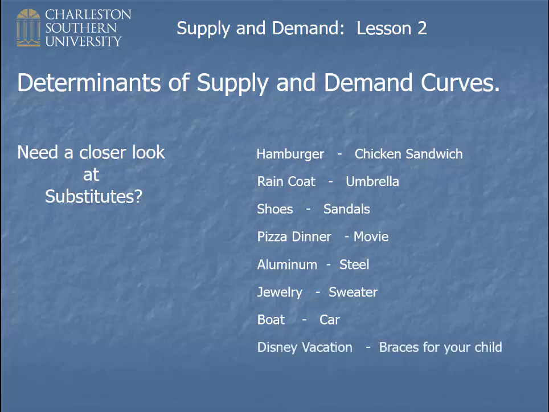What about a Disney vacation and braces for your child? You might be thinking, okay, this summer I'd like to take my family on a Disney vacation, but you discover that your child needs braces. You might decide to forego the Disney vacation for a year or two and instead use the money to get braces for your child. So in this situation, those things are substitutes. You could think of it as kind of a continuum. There are obvious substitutes, and there's a whole scale here, and there are non-obvious substitutes. But just because they're not obvious doesn't mean that they aren't truly substitutes for each other.